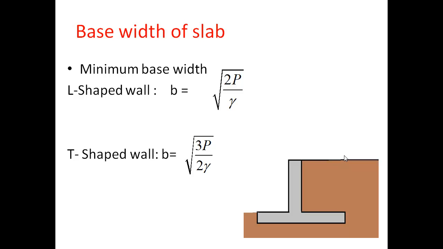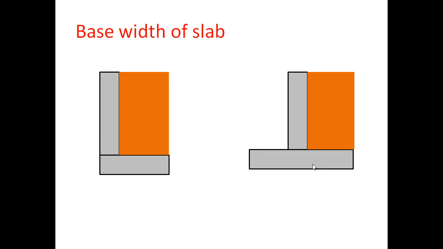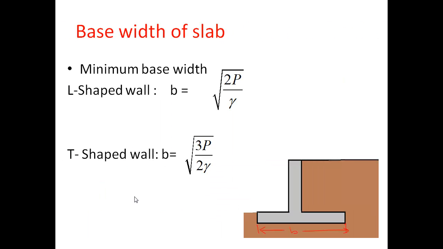Initially we have to take some initial dimensions. We have to check whether they are correct or not. If they do not satisfy the stability requirement, then we can change the initial dimensions. There are some empirical relationships to find the initial dimensions. We can find the base width of the slab by this formula. There are two shapes of retaining wall, the L-shaped retaining wall and the T-shaped retaining wall. This is the T-shaped retaining wall, this is the L-shaped retaining wall. For T and L-shaped retaining walls, we can find the base width of the retaining wall by this formula.